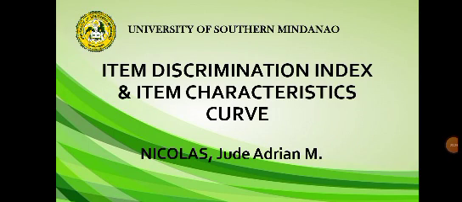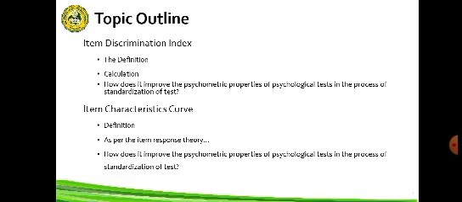So under item analysis, we will discuss the item discrimination index and item characteristics curve. For the topic outline, we will be discussing the definition, the calculation, and the process on how item discrimination index helps improve the psychometric properties of psychological tests. Second, we will discuss the item characteristics curve. Also, we will define it and explain it under the item response theory and understand how it will improve the psychometric properties of psychological tests as well.